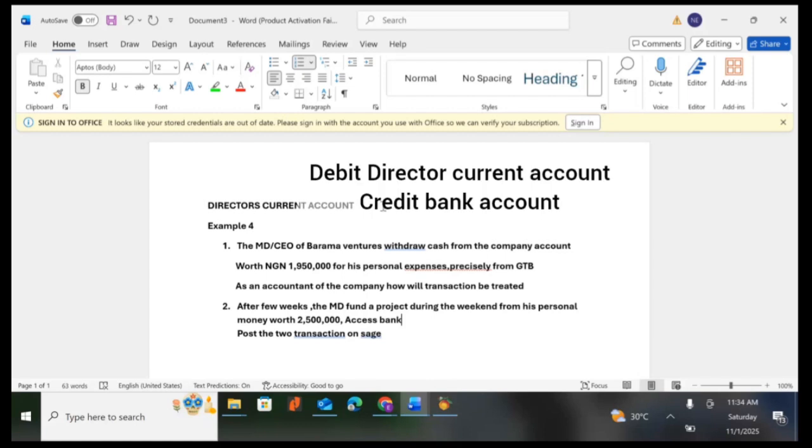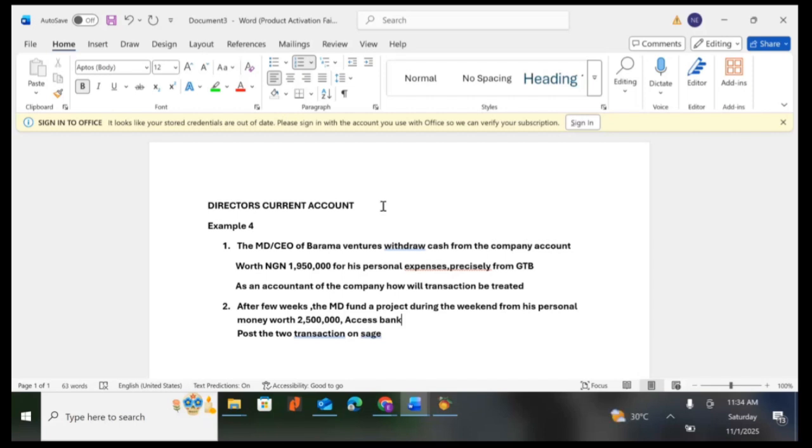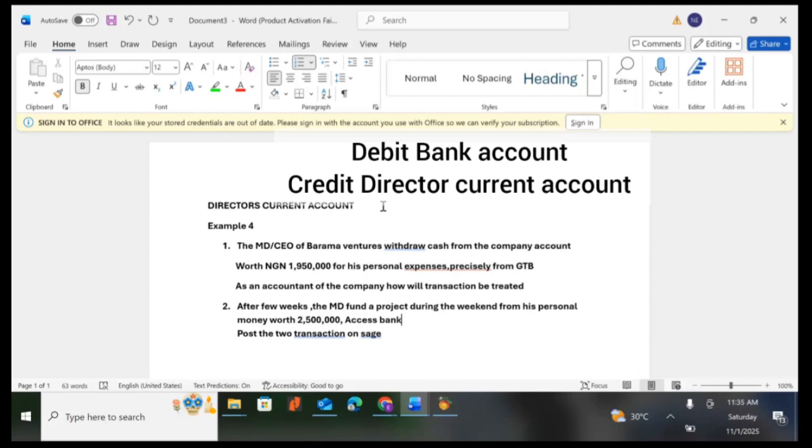So when we pay money to directors for personal use, we credit the bank and we debit this director's account. But when the directors loan us money, we debit our bank and we credit the director's account. So we have a question here to treat.